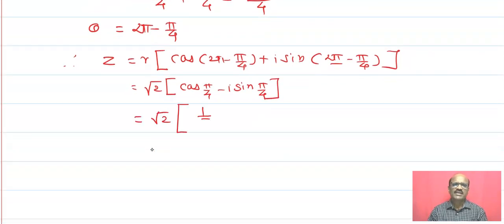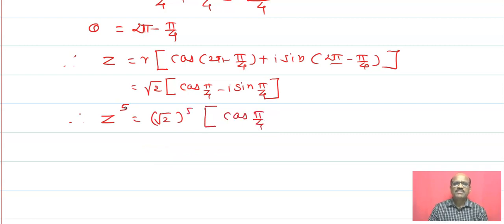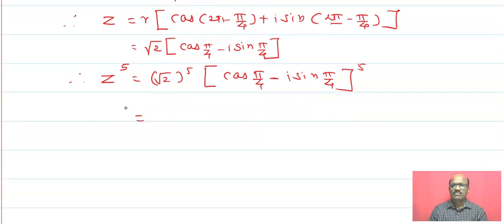And whenever there is a 2 pi angle, the function does not change. Now it is in the fourth quadrant. In the fourth quadrant, cos is positive and sine is negative. Therefore, the negative sign is there. That is root 2 times (cos of pi by 4 minus i sine of pi by 4). Now we require the fifth power. Therefore, z raised to 5 is equal to root 2 raised to 5 times (cos of pi by 4 minus i times sine of pi by 4) raised to 5.